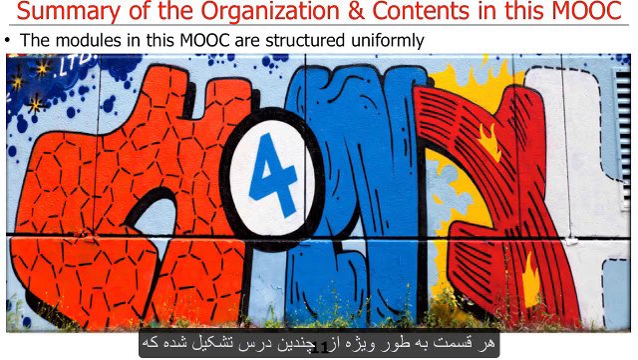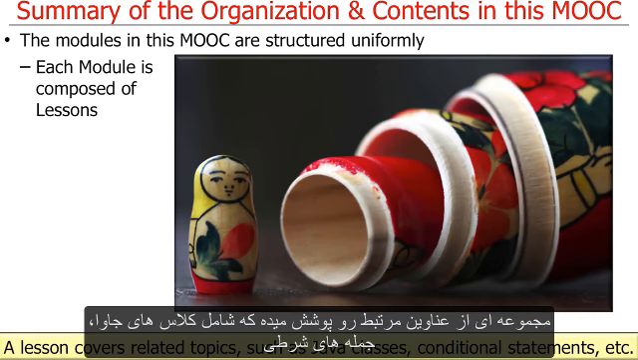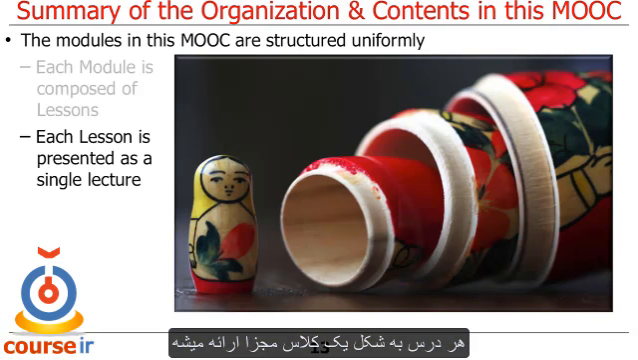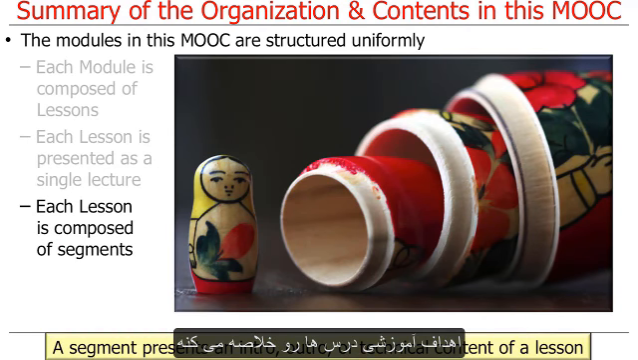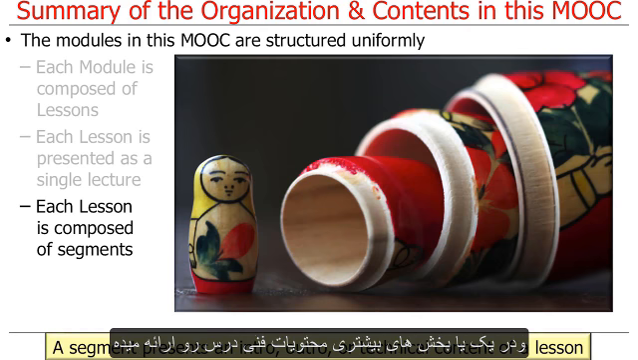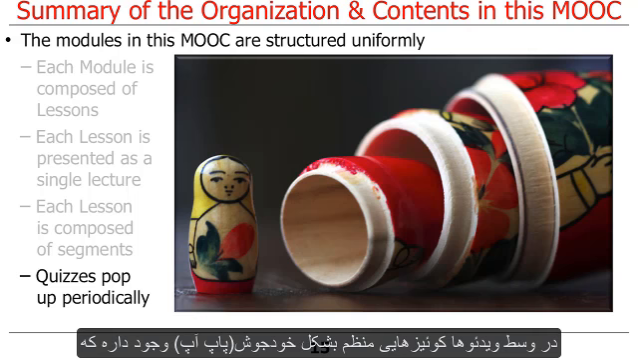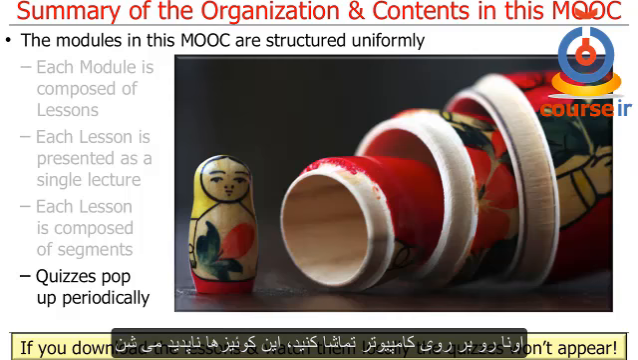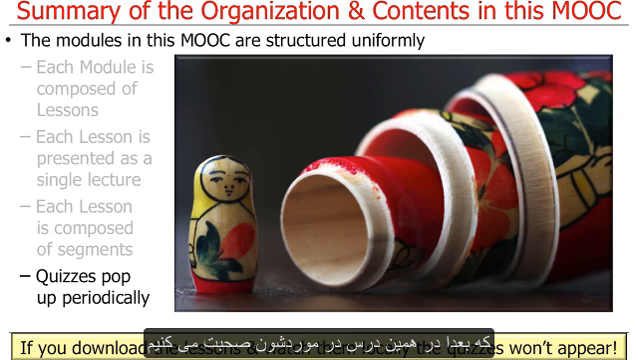In particular, each module is composed of multiple lessons, which cover a set of related topics, such as Java classes, conditional statements, or the Android Studio App Wizard. Each lesson is presented as a single lecture. Each lesson is composed of segments, including intros and outros that summarize the lesson's learning objectives, and one or more segments that present the technical content of the lesson. In-video quizzes periodically pop up to check if you've mastered the material covered in the lesson. If you download the videos and watch them locally on your computer, these quizzes won't appear, but some of the questions may show up on the weekly standalone quizzes, which we discuss later in this lesson.